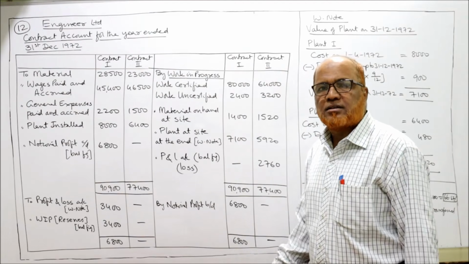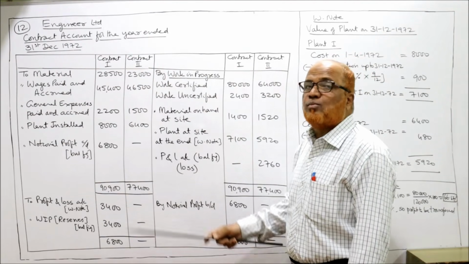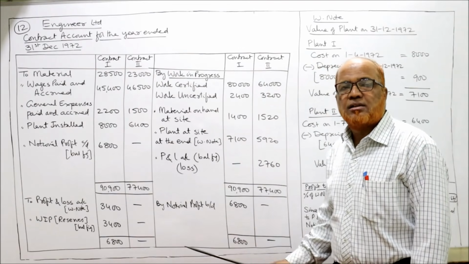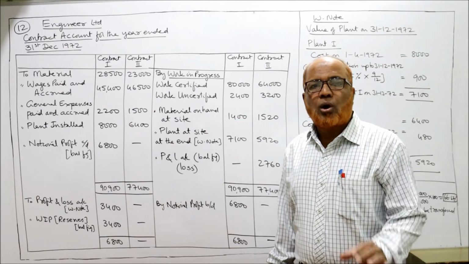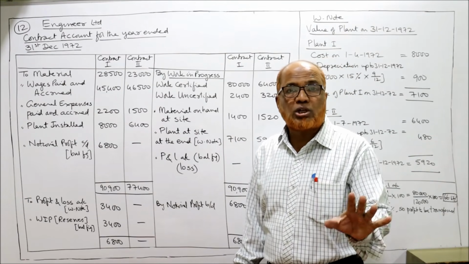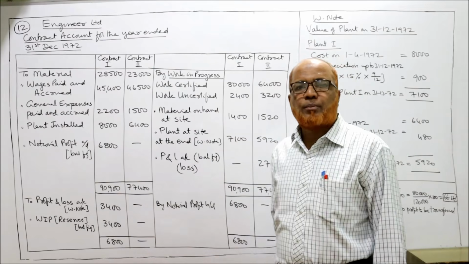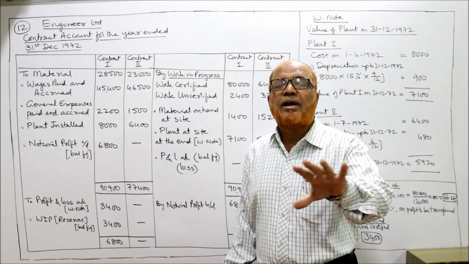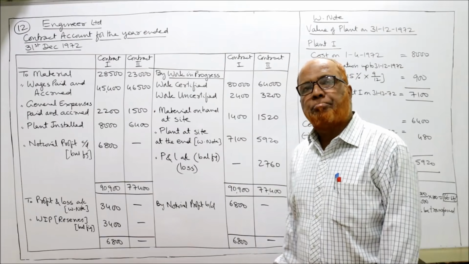Now second contract, in second contract debit side is more, credit side is less. So we are having a loss. The whole loss should be transferred to profit and loss account. There is no notional loss. Profit is there, so notional profit. When there is loss, it is completely lost. The whole loss should be transferred to profit and loss account.